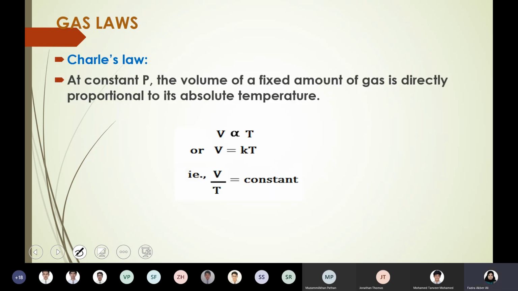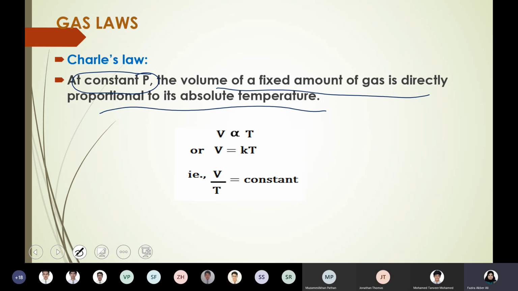The next important law related to gases is Charles' law. Even though it's the chapter on states of matter, we are basically looking at gas molecules and their properties and behavior. The first law we discussed was Boyle's law, which concerns pressure and volume at constant temperature. Charles' law means pressure is kept constant. At constant pressure, the volume is proportional to absolute temperature.